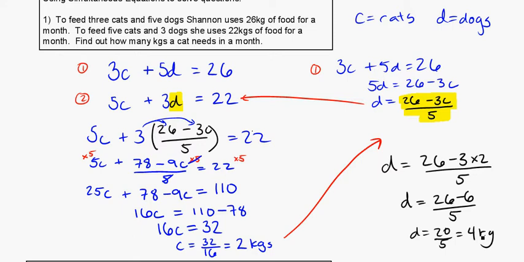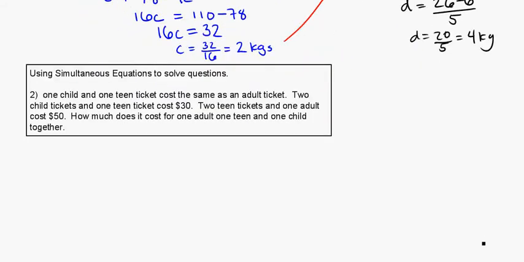So that's one basic example of how to use the simultaneous equations with the word questions. Again, write out your 2 equations, make sure you define your variables, and use them to solve. So let's take a look at another example.